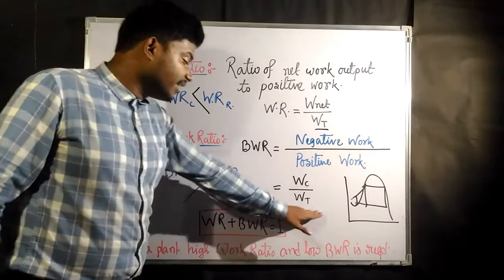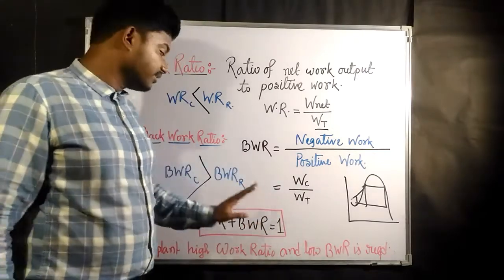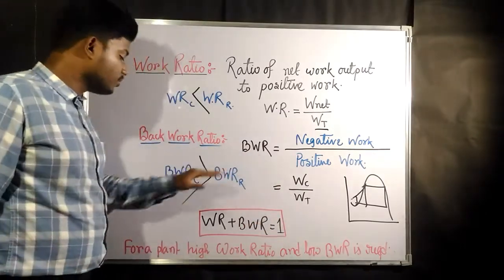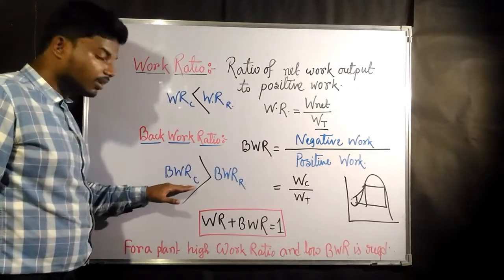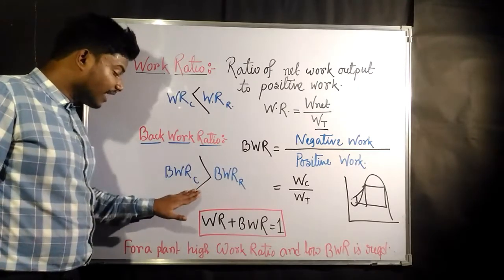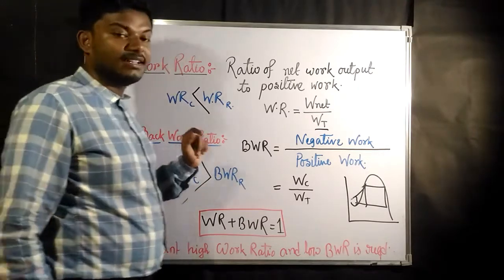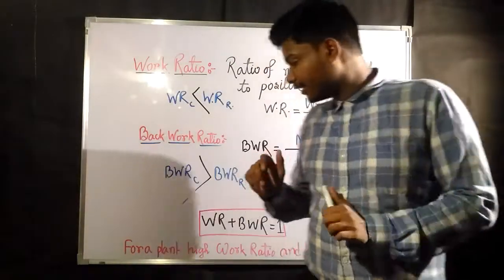The denominator is the same for both cases. So that is the reason the back work ratio of the Carnot cycle is going to be higher than the back work ratio of the Rankine cycle.